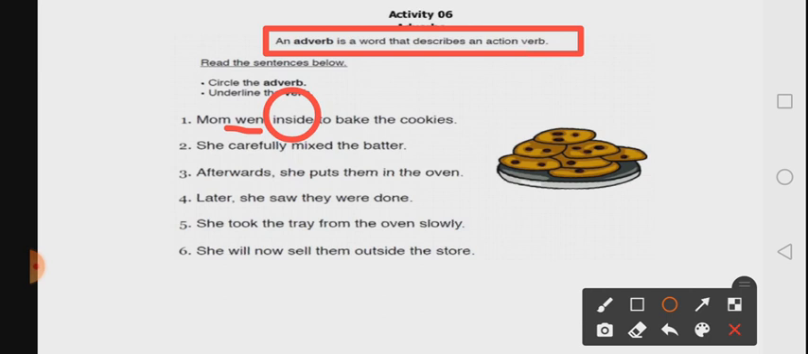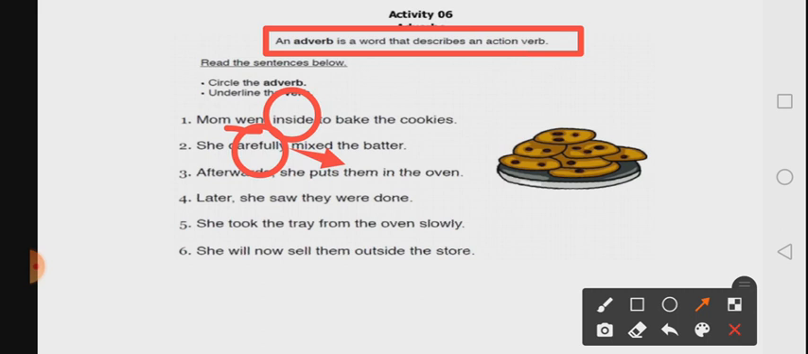Now look at the second sentence, which says she carefully mixed the batter. Carefully, adverb of manner. It is telling us about the behavior of the woman or the mother. And mixed will be our verb. You can underline it. The third sentence says, afterwards she put them in the oven. Now it's your job. You will have to identify which word is the adverb and which one is the verb.